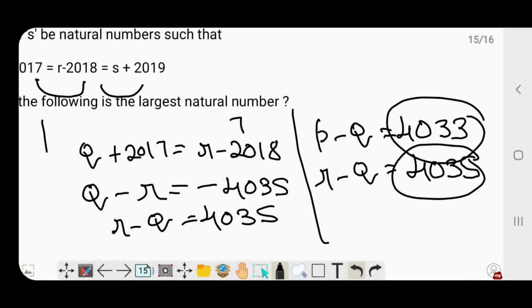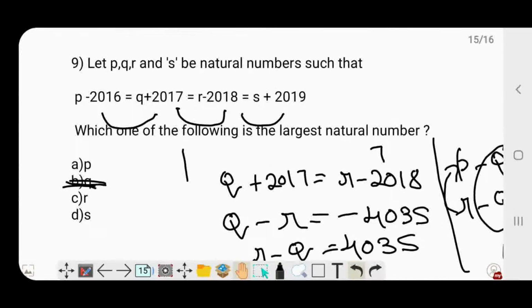See, if you do R minus P, then this will cancel out, and 4035 minus 4033 shows us that R is greater than P. So the only thing left now is S. We have to compare R with S. P is not the option because P is lesser than R, and we have to find the largest natural number. So let's go to the next equation.